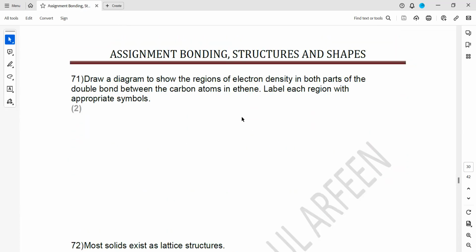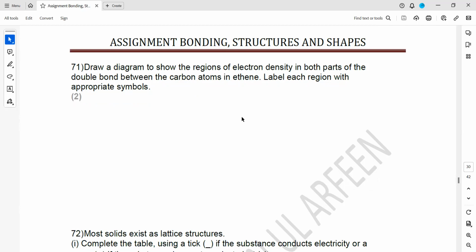Then draw a diagram to show the region of electron density in both parts of a double bond between carbon atoms in ethene and label each region with the appropriate symbol. Like here we have to draw how the region of finding electrons is maximum, the electron density cloud, or simply we have to show the sigma and the pi bonds between the carbon atoms. So in short, we have to show a sigma and pi bond.